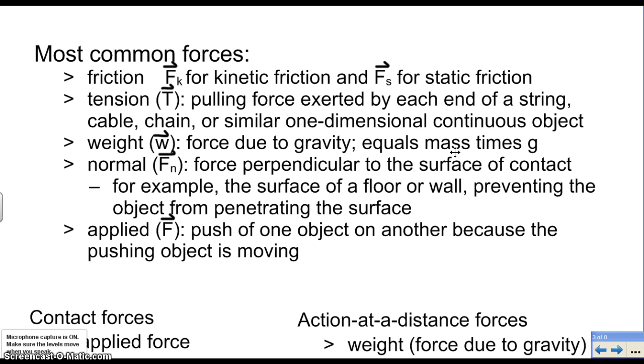We are getting there. Second important force, we have tension, and tension is a pulling force exerted by each end of a string, a cable, a chain, or similar one-dimensional, quote-unquote, continuous object. We say a string is one-dimensional. We're going to pretend in physics that it only has length. We're not worried about its mass, we're not worried about its thickness. But in order for there to be a tension, there has to be a string or a cable or a chain.